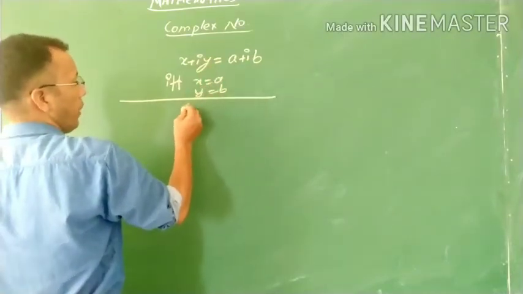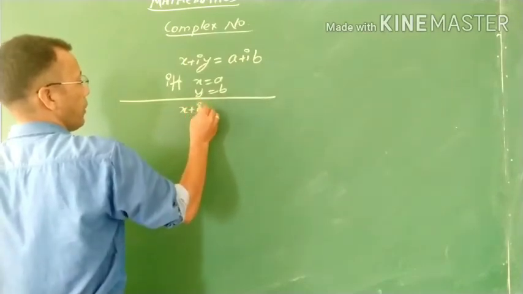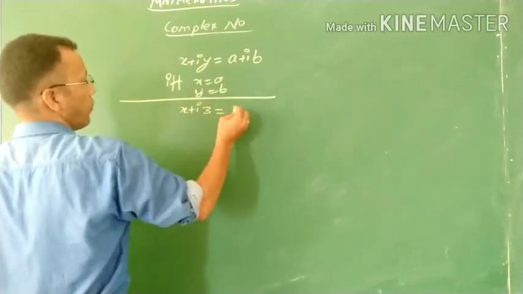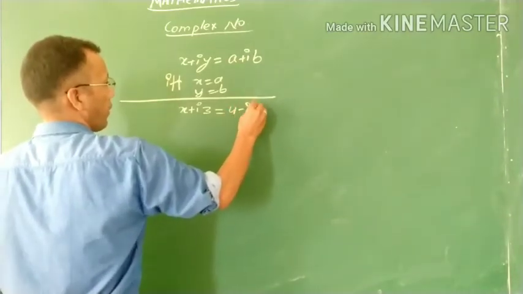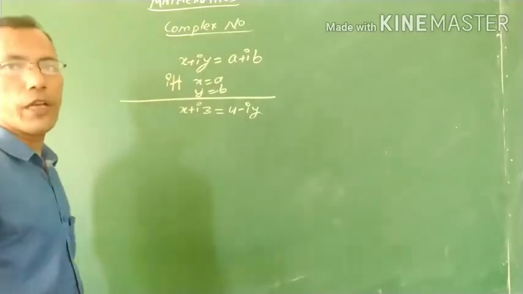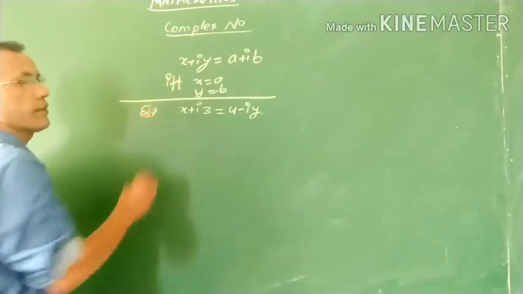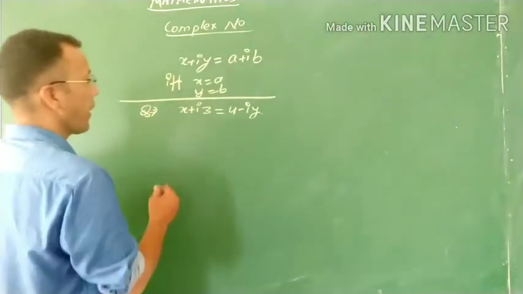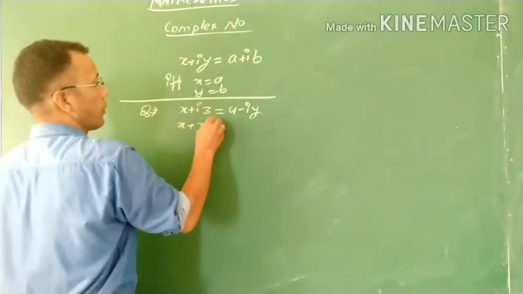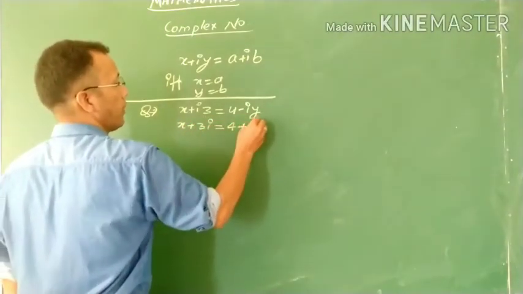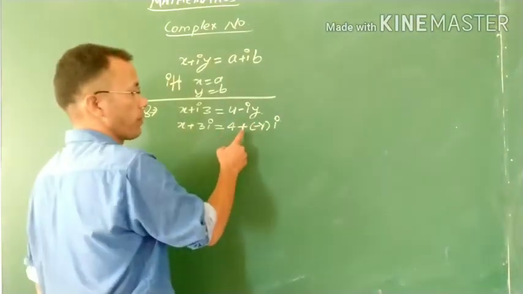Let this be x plus iota 3 is equal to 4 minus iota y. Then what is the value of x and y? That is the question. Find x and y. Now see, let's compare: x plus 3 iota is equal to 4 plus minus y into iota. That is a plus sign, and here is also a plus sign.